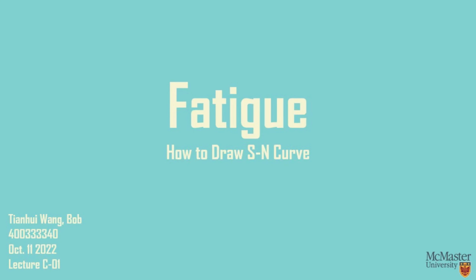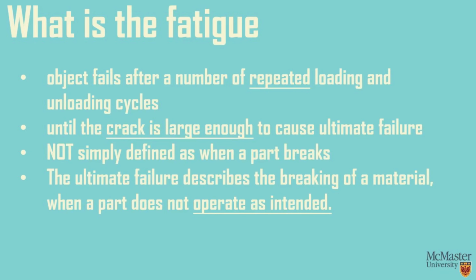Today I will talk about fatigue and how to draw an SN curve. Basically, an SN curve represents material fatigue failure. Fatigue failure occurs when an object fails after a number of repeated loading and unloading cycles. Fatigue occurs because of imperfection in the object.